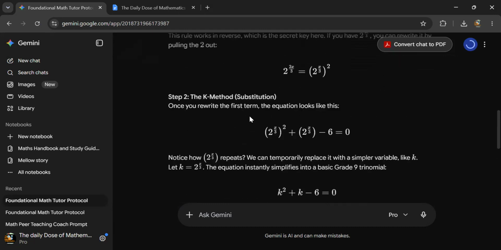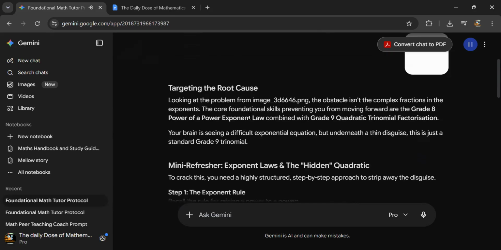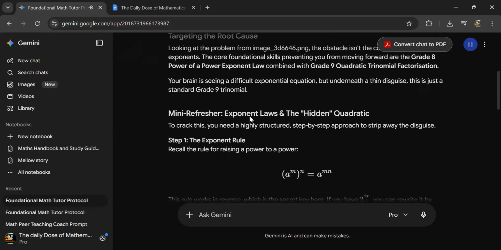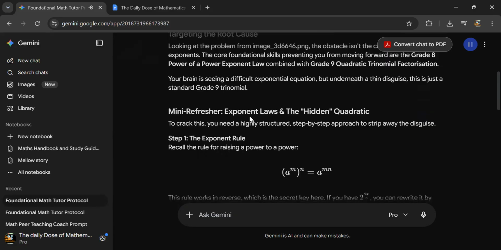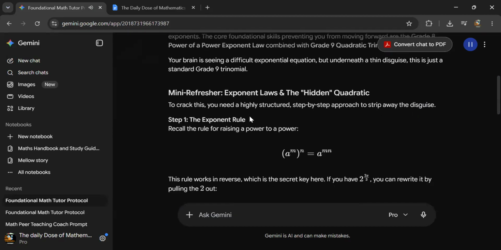Targeting the root cause. Looking at the problem, the obstacle isn't the complex fractions in the exponents. The core foundational skills preventing you from moving forward are the grade 8 power of a power exponent law combined with grade 9 quadratic trinomial factorization. Your brain is seeing a difficult exponential equation, but underneath a thin disguise, this is just a standard grade 9 trinomial. Mini refresher: exponent laws and the hidden quadratic.